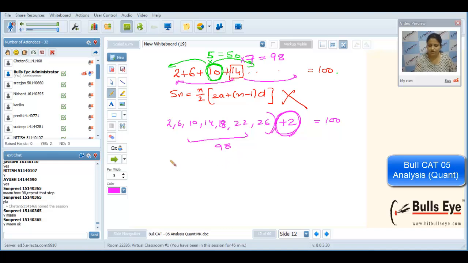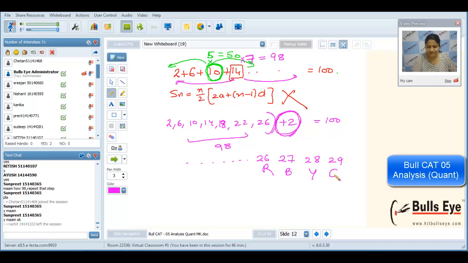Now, it means till this moment we are getting 26 red balls. After that, we will take 27 blue balls. After that, we will take 28 yellow balls. After that, we will take 29 green balls. And after that, since till this moment 98 red balls are covered, now the sequence is of R. So we will take 2 more balls. It will give you the 100th red ball. So what is the answer? It will be sigma 29 plus 2.